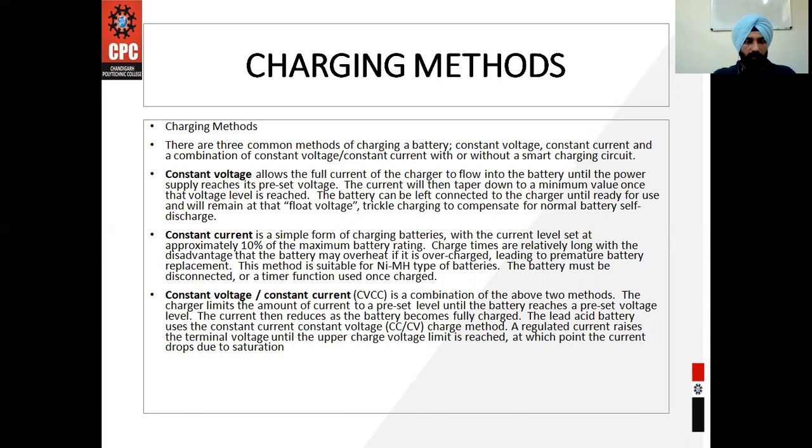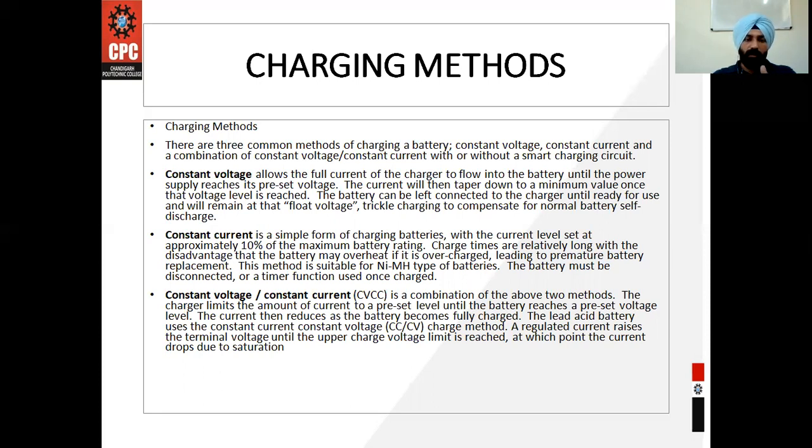Number one, constant voltage, allows the full charge current to flow into the battery until the power supply reaches its preset voltage. The current will then taper down to a minimum value once that voltage level is reached. The battery can be left connected to the charger until it is ready for use and will remain at that float voltage. Trickle charging compensates for normal battery self discharging.